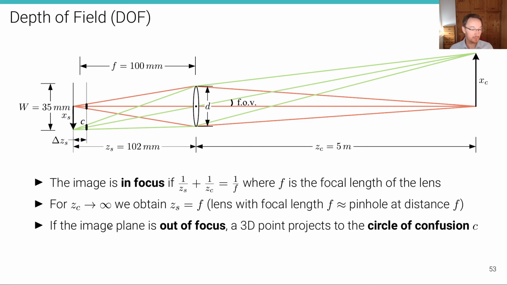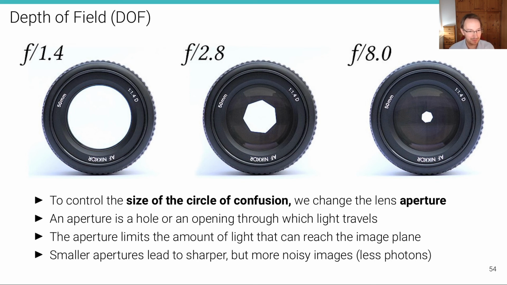If the image plane is out of focus, this is the example here, a 3D point projects not to a single point. For example, this 3D point here doesn't project to a single point, but it projects to a so-called circle of confusion. We get a little disk on the image plane, and if this disk is larger than the pixel size, we see blur in the image. And the size of this circle of confusion is of course determined by the distance of the image plane to the lens and the focal length and the distance of the 3D point. And that's why we have to always make sure that our lens is in focus.